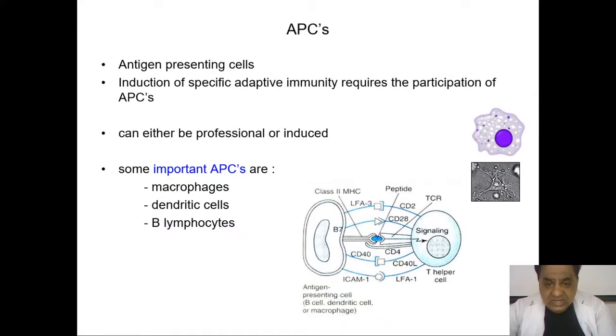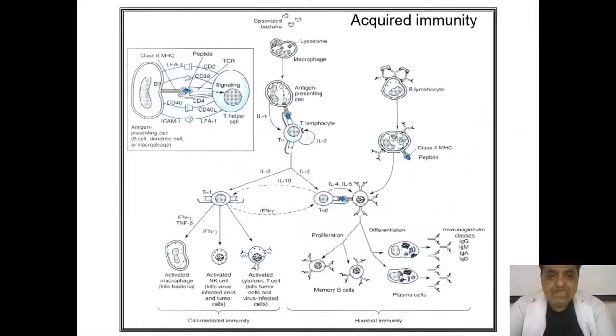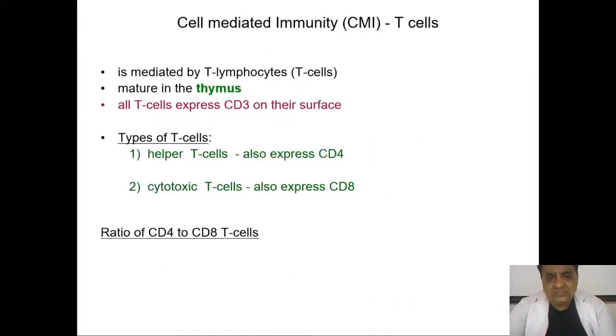The class 1 or class 2 receptor, depending on the antigen-presenting cell, will present the antigen peptide to the immune cell through the TCR. This is the main interaction, but other co-stimulatory interactions also happen between other receptors and ligands among these two cells for a proper antigen presentation. I'll just come to this slide in a minute.